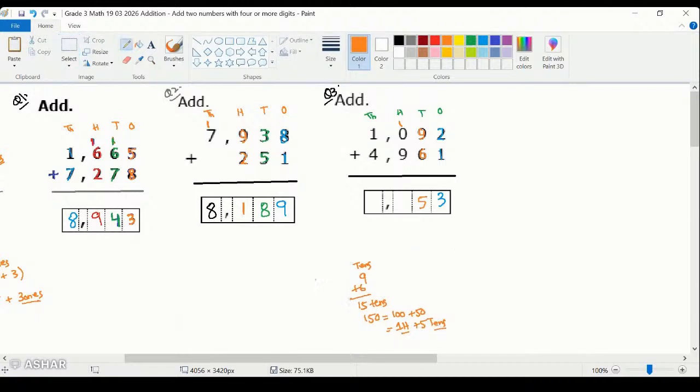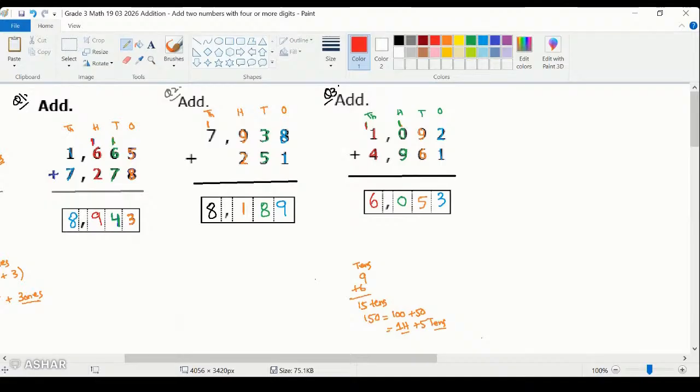Moving ahead, 1 plus 0 plus 9 would be 1 plus 0 is 1 plus 9 is 10. That means we have 10 hundreds. That means 1000. And how many thousands would be there? 1 plus 1 is 2. 2 plus 4 is 6. Thank you, Precious. Okay, 6053 is the answer.